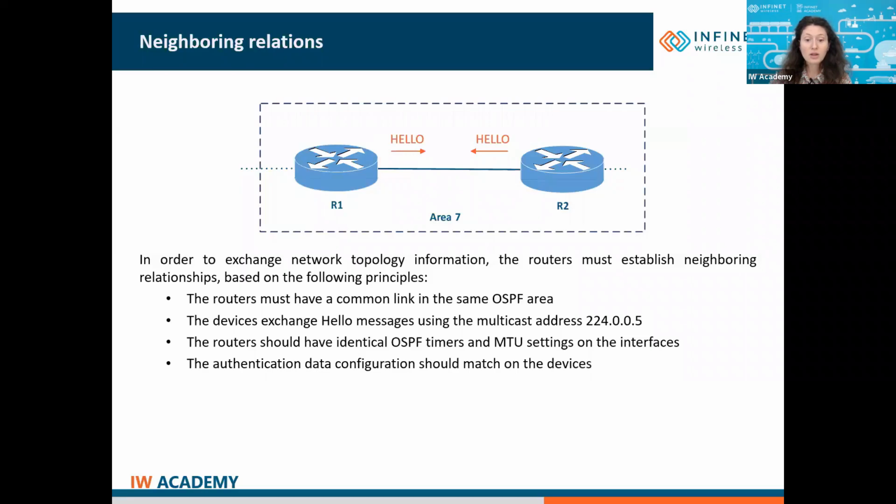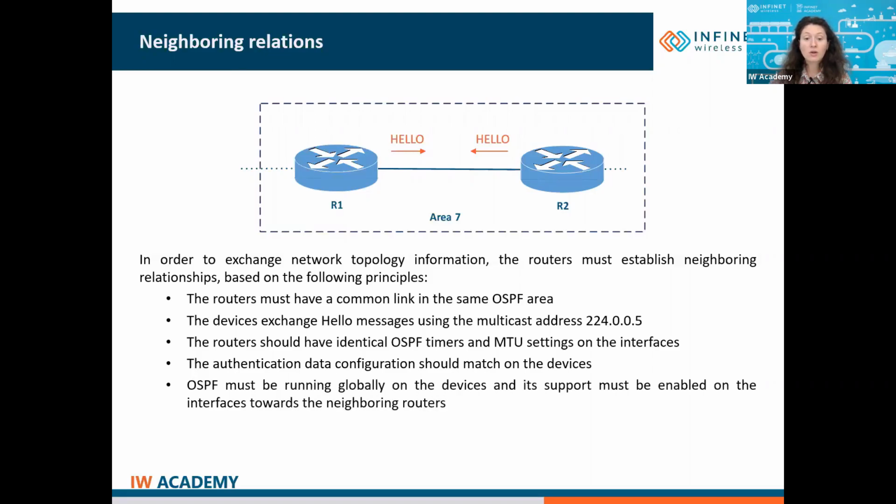The authentication data configuration should also match on the devices. OSPF must be enabled on both sides of the link, so both devices must be running OSPF. And very important, the router identifiers must be unique. If there are duplicates, the neighboring relations are not established properly.